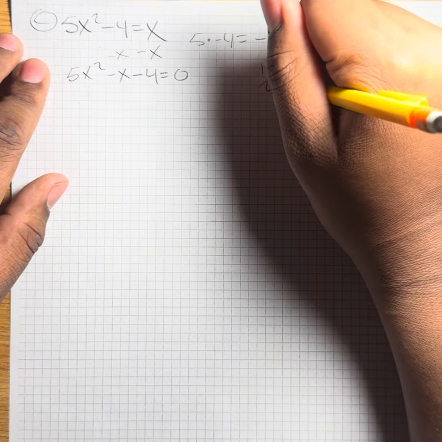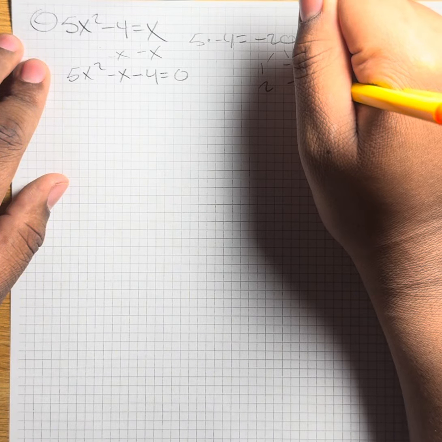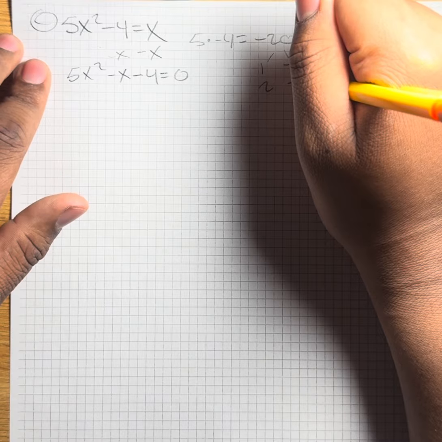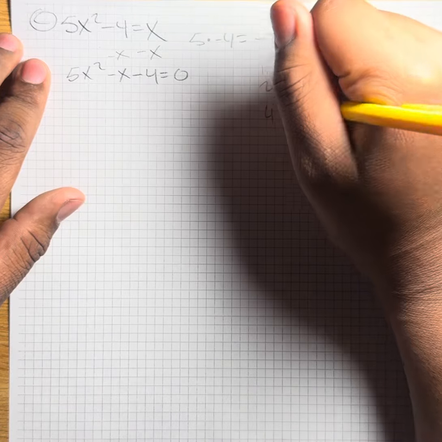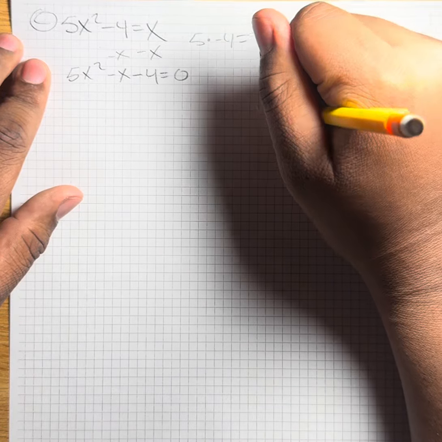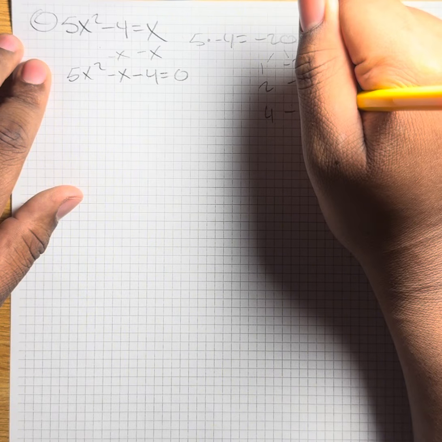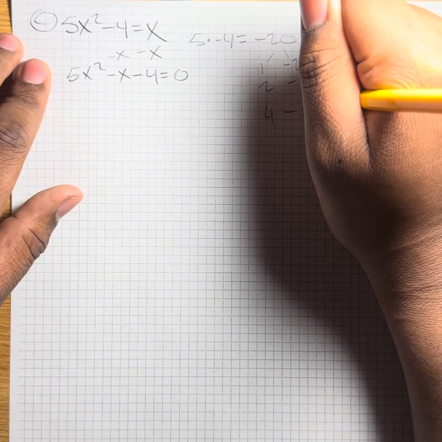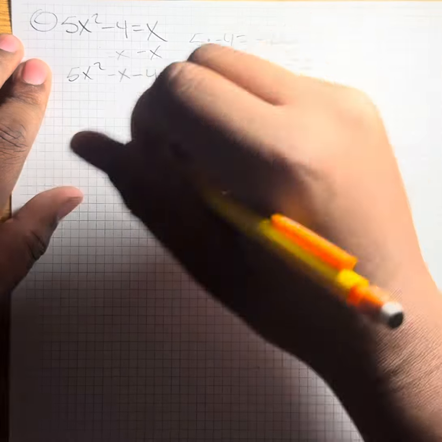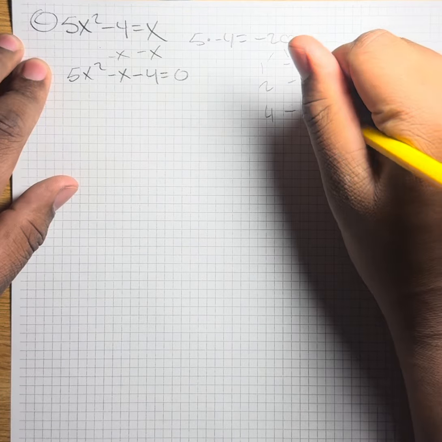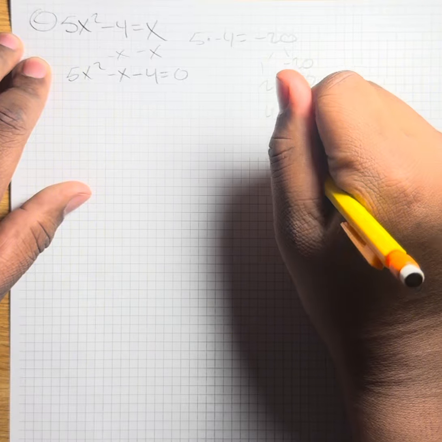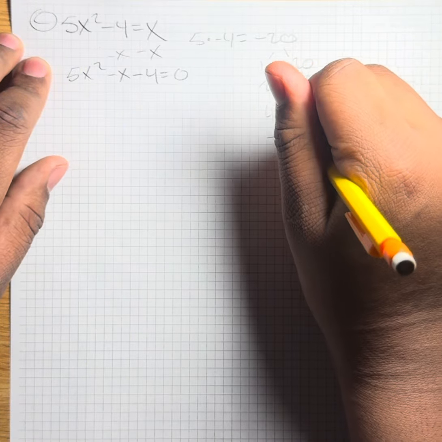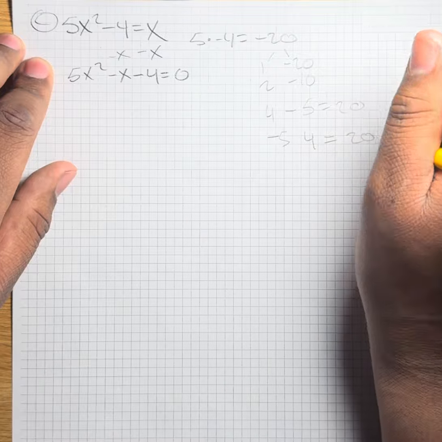We got 2 and negative 10. We got 4 and 5 also. Oh, we can do, because this would equal 20. So if it's negative 5 and positive 4, it equals -20 and adds up to 1.